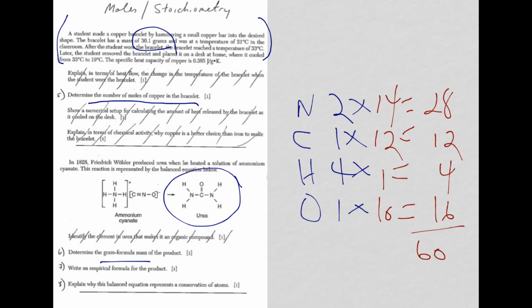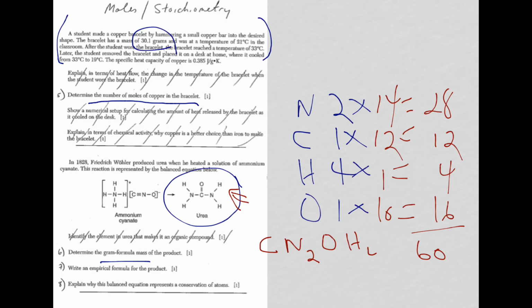All right, let's take a look at number 7. We're looking for the empirical formula of the product. Well, let's write the molecular formula that's here. I'm just taking this and condensing it, getting rid of the bonds, the lines. I have 1 carbon, I have 2 nitrogens, I have an oxygen, and I have 4 hydrogens.